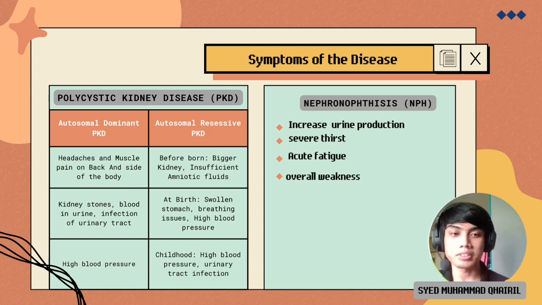Next, we go to the symptoms of the disease. The first one for the disease is the genetic kind, which is polycystic kidney disease or PKD and nephronophthisis or NPH. For PKD, we have two types, which is dominant and recessive PKD. For dominant PKD, the symptoms are headaches and muscle pain on back and side of the body, kidney stones, blood in urine, infection of urinary tract, and high blood pressure.